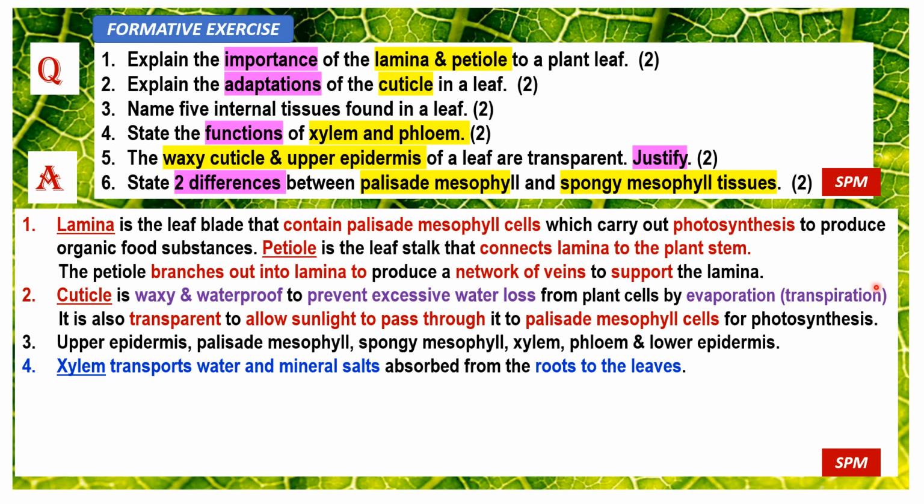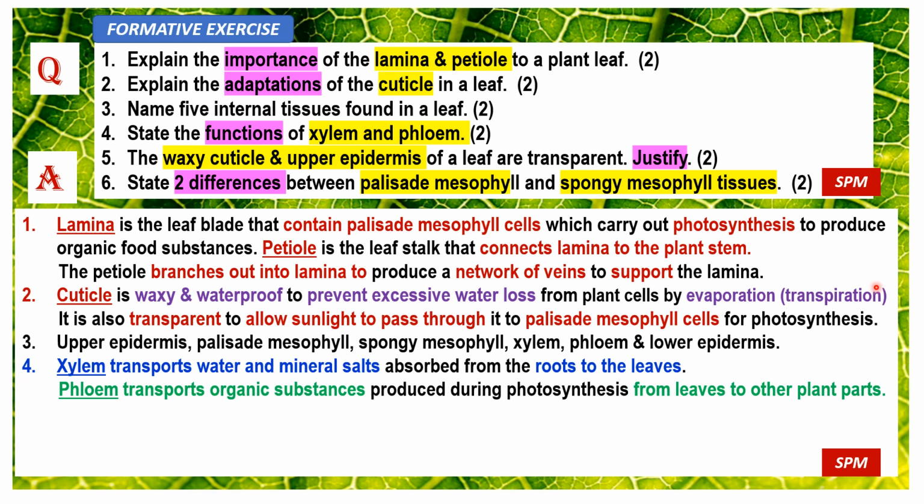Number 4, state the functions of xylem and phloem. 1 mark each. So xylem transports water and mineral salts absorbed from the roots to the leaves, whereas phloem transports organic substances produced during photosynthesis from the leaves out to other plant parts.